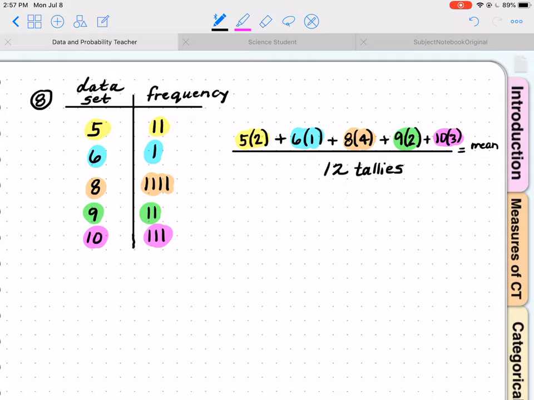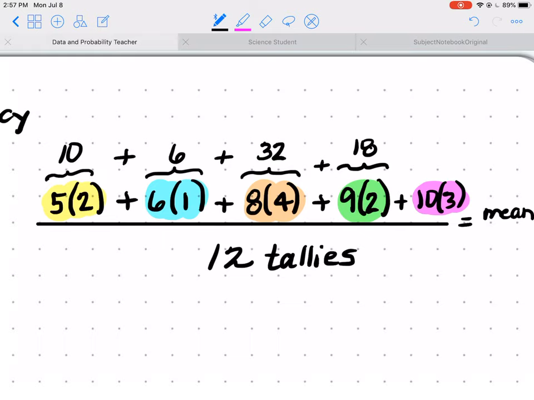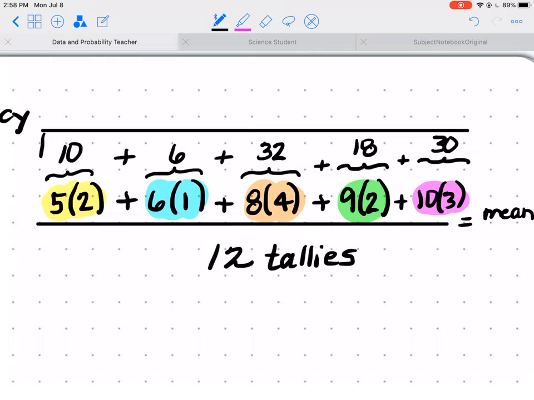Okay, let me zoom in just a little bit so you can see what I'm doing. 5 times 2 is 10. 6 times 1 is 6. 8 times 4 is 32. 9 times 2 is 18. And 10 times 3 is 30. So I'm going to add up that row that I just found. 10 plus 6 plus 32 plus 18 plus 30. And I've got 96 when I add up all of that.